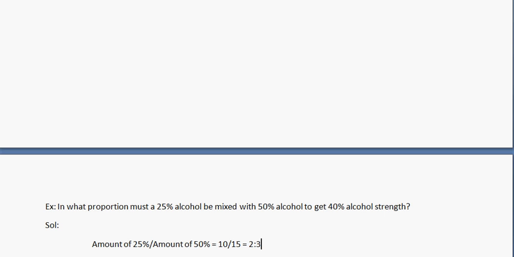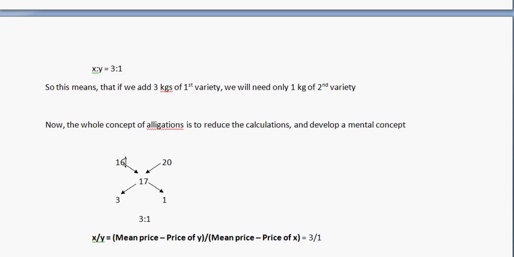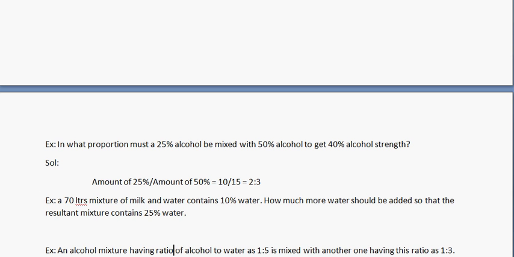So this becomes 2:3. What we have done is, here it is 25, here it is 50, and here it is 40. What we require is a 40% solution. We are given a 25% solution and a 50% solution, but we require a 40% solution. So this would become 10 and this would become 15. So the ratio is 10:15, or if we simplify it, 2:3. As simple as that.